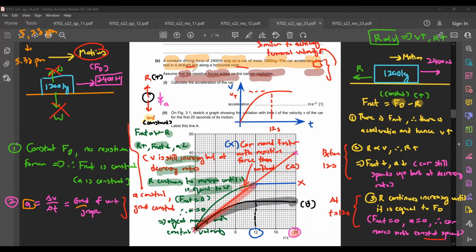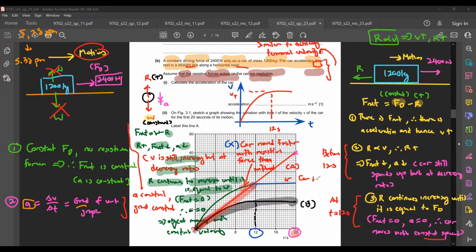And then for the blue colored line, why was the blue colored line wrong? It's because the car immediately moves at constant velocity after having speed increasing constantly.